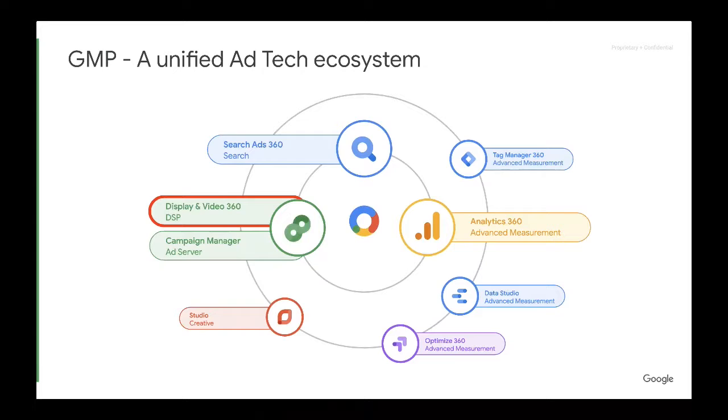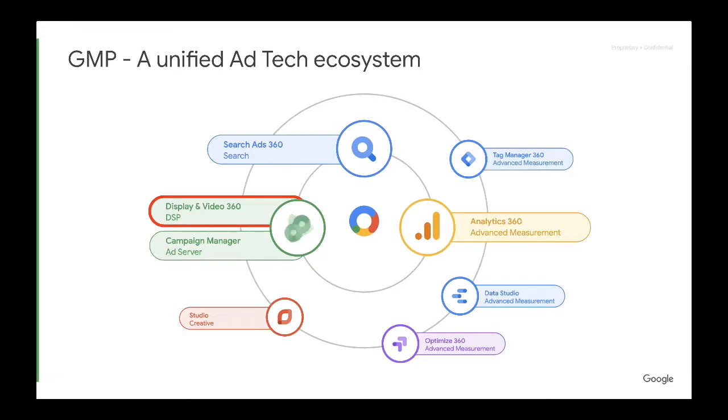You will see we have Tag Manager 360, which allows advertisers to manage their tags all in one place. Analytics 360 helps uncover deep insights about your brand, your consumers, and your marketing campaigns. Data Studio helps you unlock insight and create engaging, customizable reports. Optimize 360 tests different variations of your website and creates a personalized experience. And we also have Studio to build and manage all types of creative units.